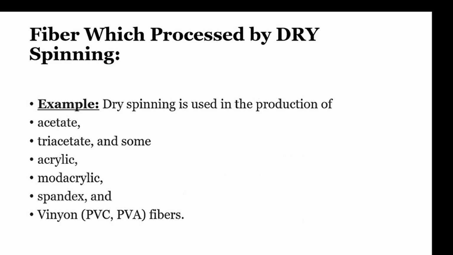Fibers which are processed by dry spinning, there are different types of fibers. Dry spinning is used in the production of fibers like acetate, triacetate, acrylic, modacrylic, spandex, and PVC, PVA, polyvinyl acetate. These are the fibers, these are the yarns that are made through the dry spinning process.